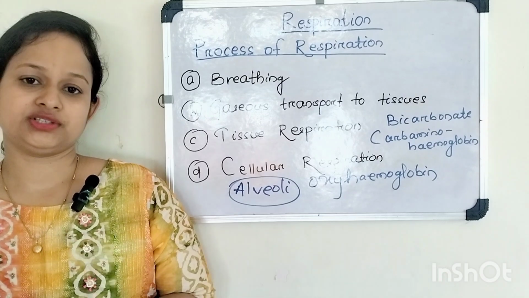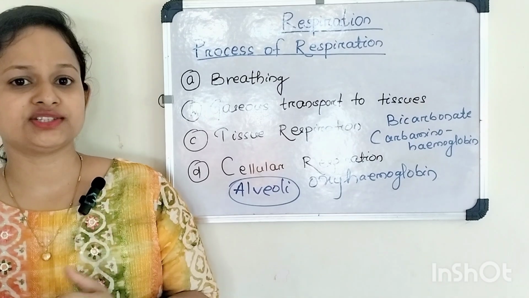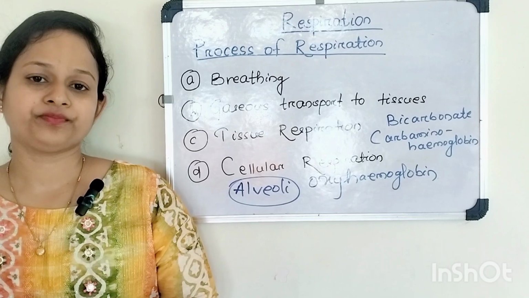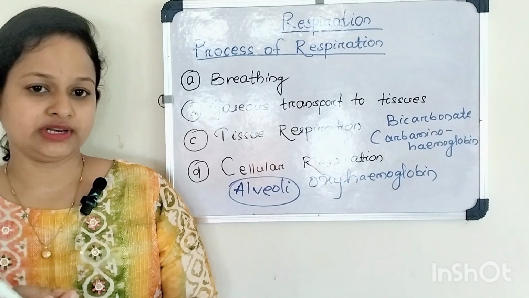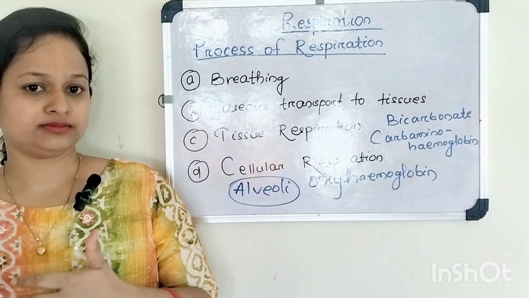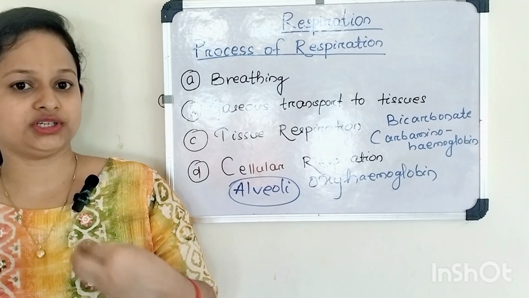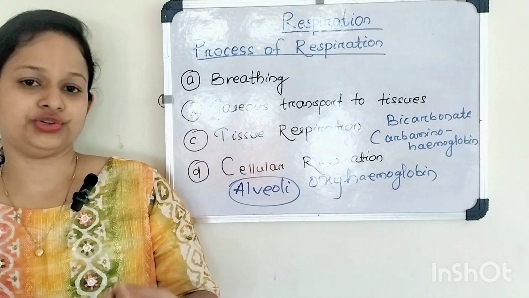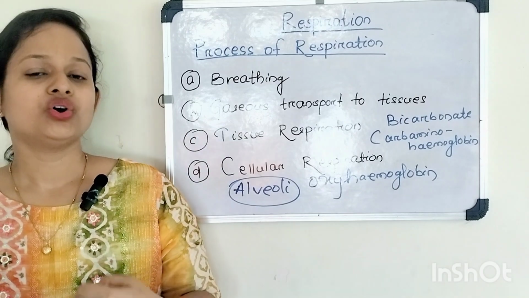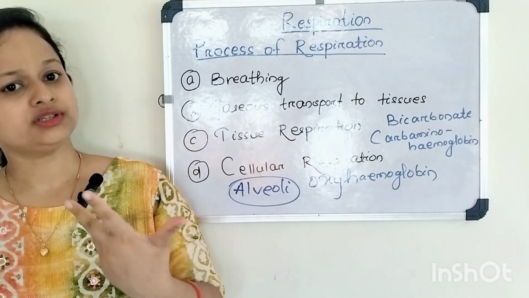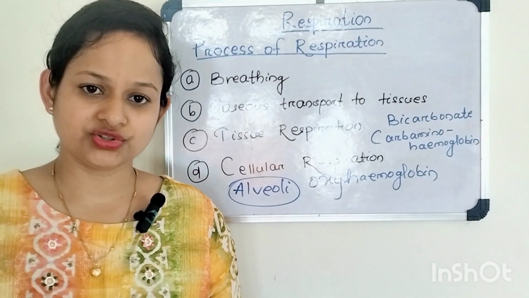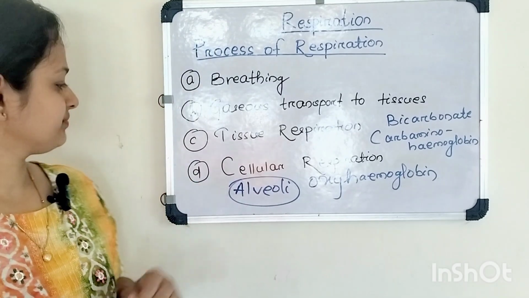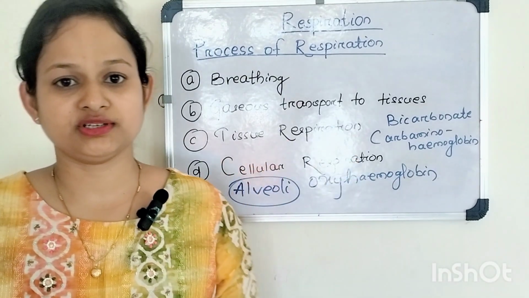The arteries terminate into capillaries, and these capillaries go to the tissues and deliver the oxygen to the tissues, and take back the carbon dioxide from the tissues, and this is the tissue respiration. Then come to the cellular respiration.